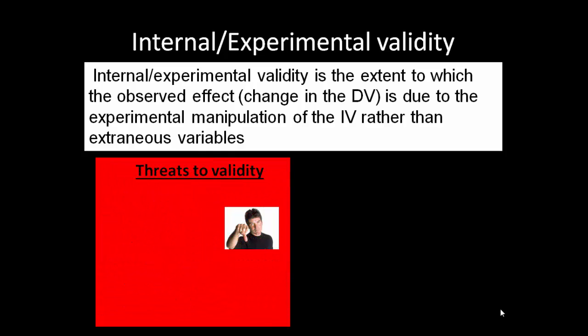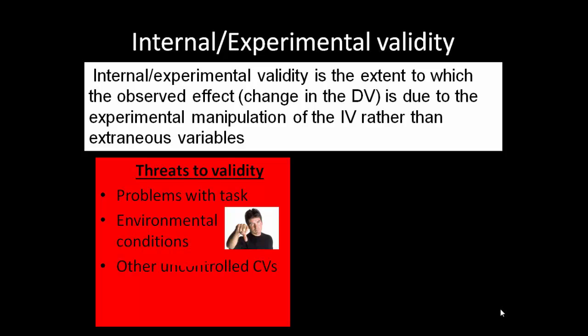Now, there are several threats to validity in lab experiments. Problems with a task often create problems with drawing cause and effect conclusions. The environmental conditions, so temperature, time of day, noise, all of these can affect performance on the DV and therefore again cause problems with the cause and effect conclusions that we draw.